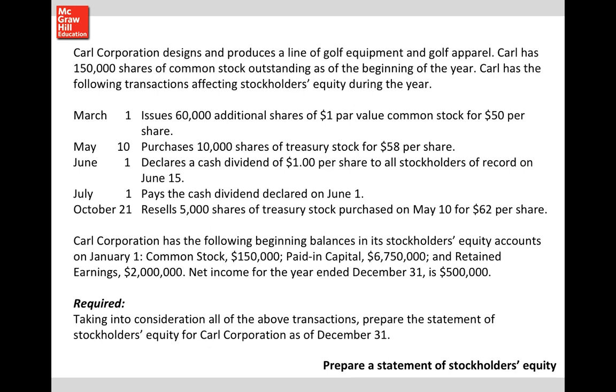Carl Corporation has the following beginning balances in its stockholders' equity accounts on January 1st. Common stock, $150,000. Paid-in capital, $6,750,000. And retained earnings, $2 million. Next, net income for the year ended December 31st is $500,000. Taking into consideration all the above transactions, prepare the statement of stockholders' equity for Carl Corporation as of December 31st.